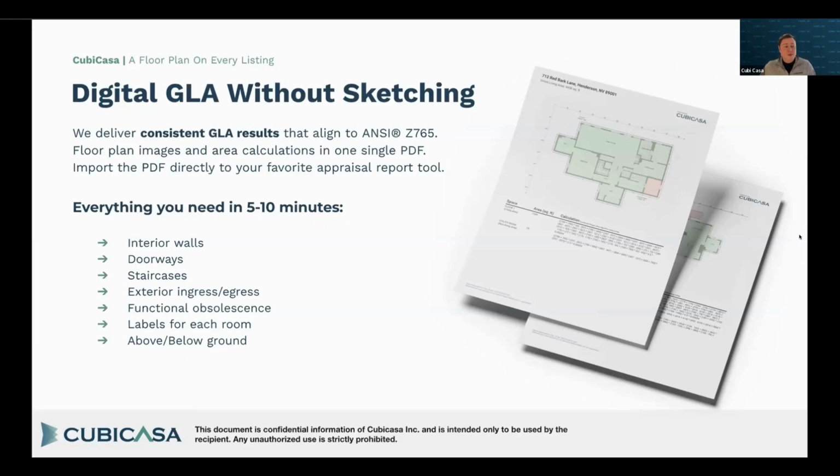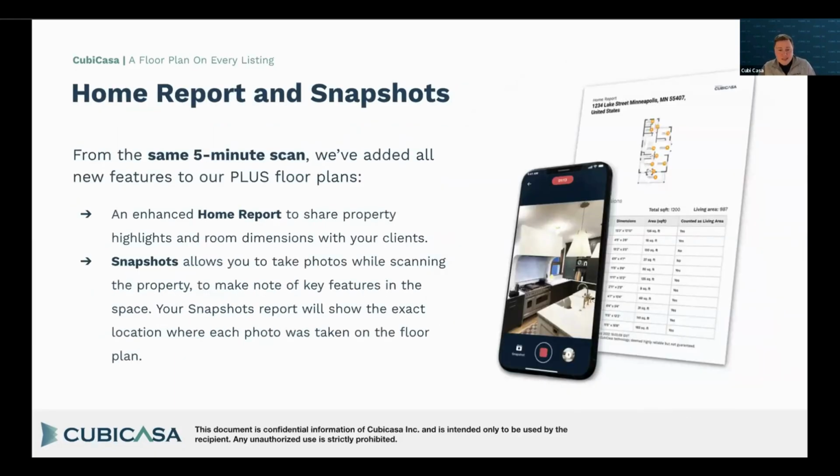To highlight some of those different reports that are included on our plus style floor plans, we've got the home report and the snapshots report. Home report, which you see a sample page of here in the background, will have a cover page for the property with all the high level details, beds, baths, total square footage, if there's a garage, that type of info, and then dive into that level by level and room by room breakdown of the space, which you see a sample of on that page.